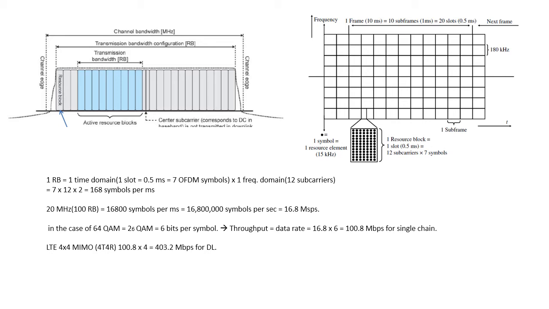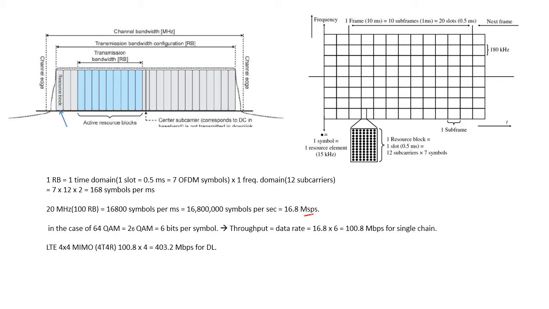And then for a 20 megahertz bandwidth, where we have 100 resource blocks, we have a total of 168 times 100, which is 16,800 symbols per millisecond, or we can also call it 16.8 mega symbols per second. So here what we have is the number of symbols per millisecond.